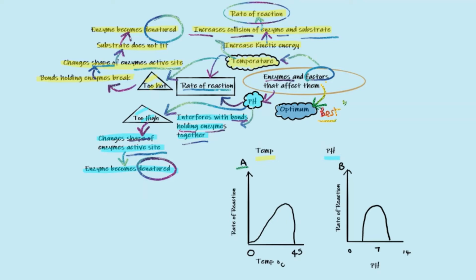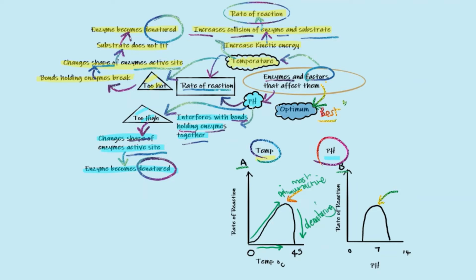Illustrated in graph A and B, we have a rate of reaction graph for both temperature and pH. The optimum level for temperature is here, and for the pH it is here. This is where the enzyme is most active. We can see that the rate of reaction increases as the temperature increases. At this point it becomes optimum, meaning that it works the best here, and then the rate of reaction drops. So this means at this point it must be denaturing.